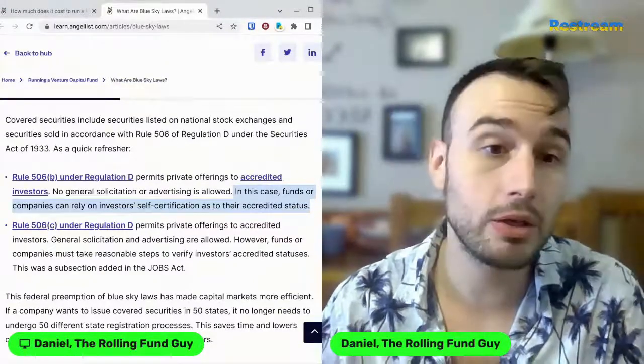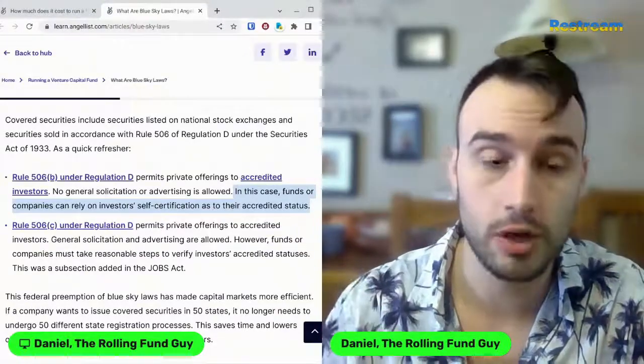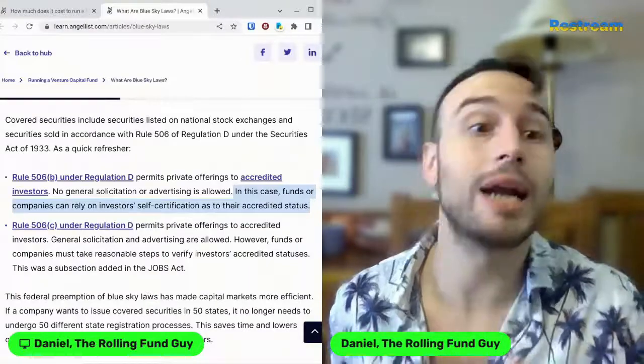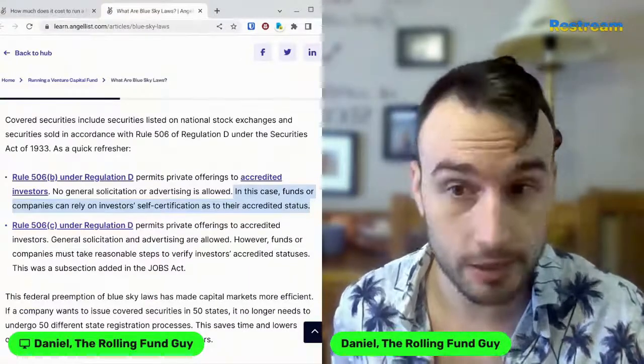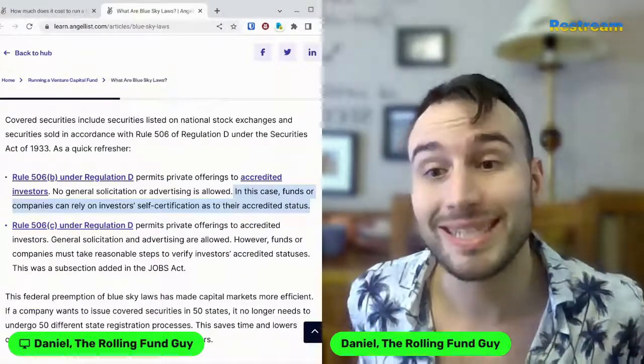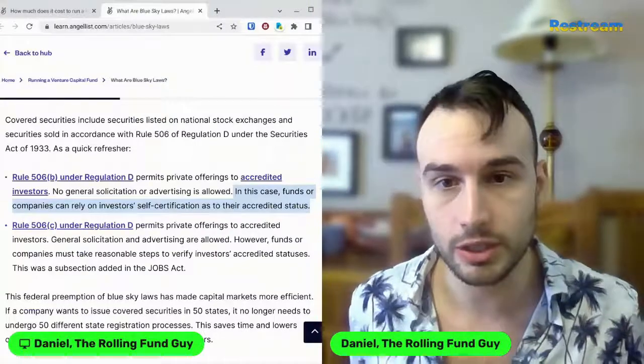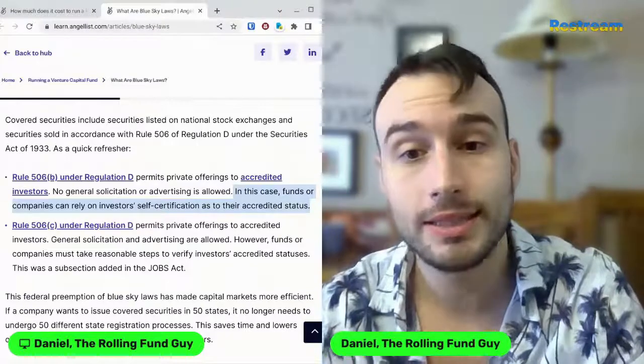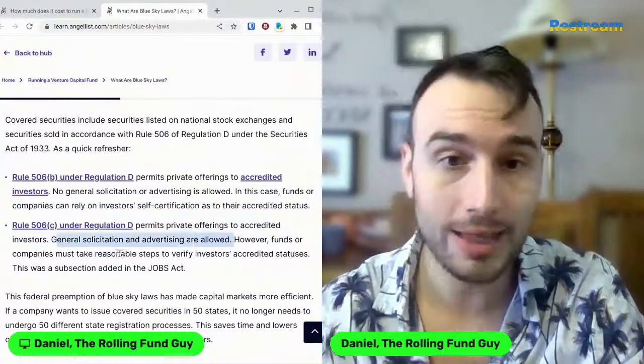The onus is on you as the fund manager to not advertise to non-accrediteds, but then the onus is on the LPs to be honest as to whether they are in fact accredited. However, 506C under Regulation D permits private offerings to accredited investors. General solicitation and advertising are allowed.